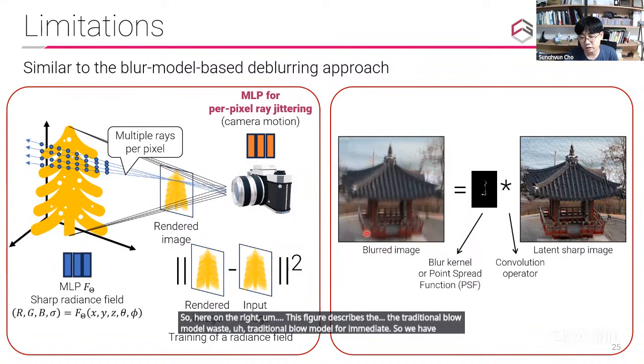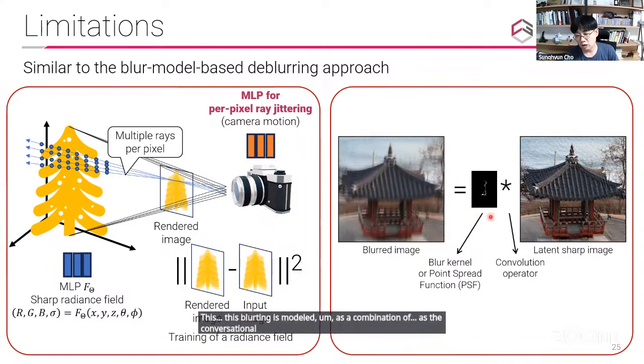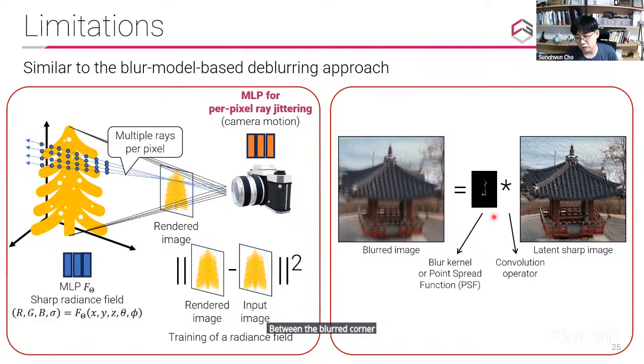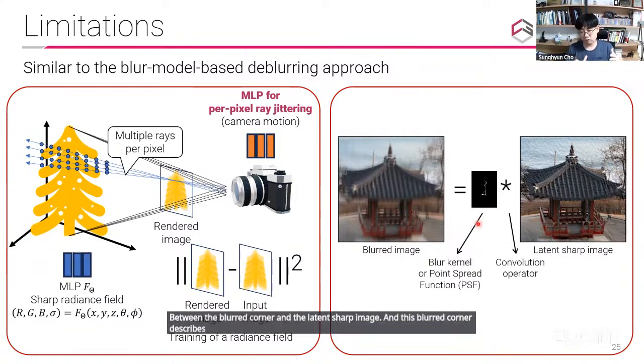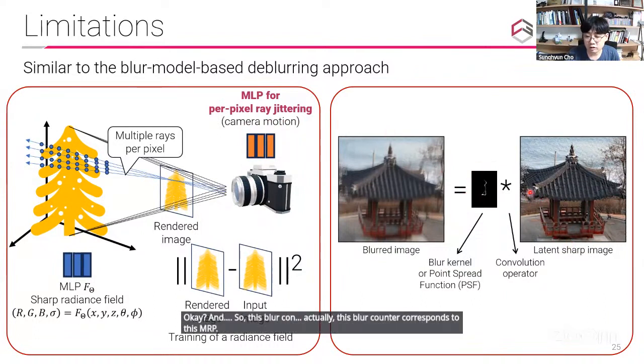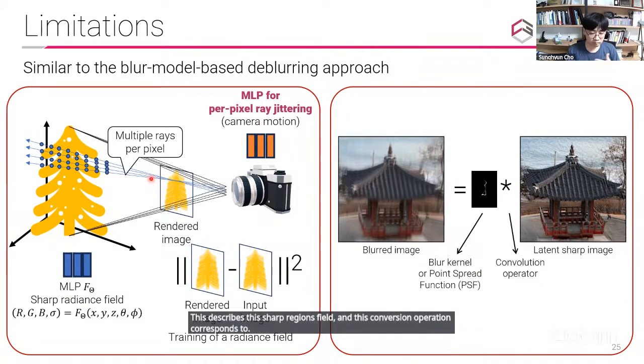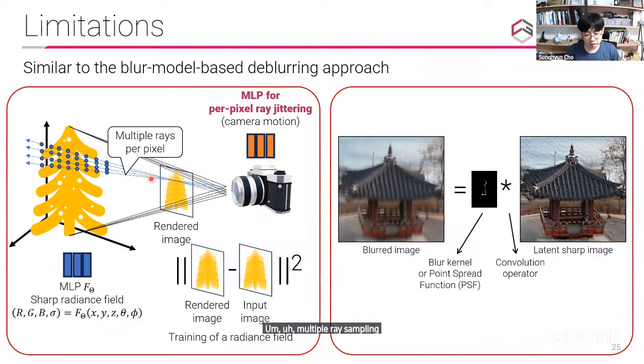We have a blurred image, and this blurred image is modeled as the convolution operation between the blur kernel and the latent sharp image. The blur kernel describes the camera shake. This blur kernel corresponds to this MLP, the latent sharp image corresponds to this MLP that describes the sharp radiance field, and the convolution operation corresponds to multiple ray sampling in this DeblurNeRF framework.